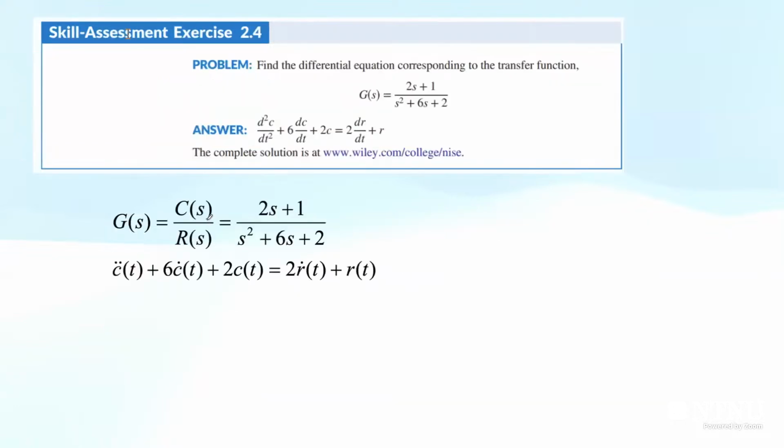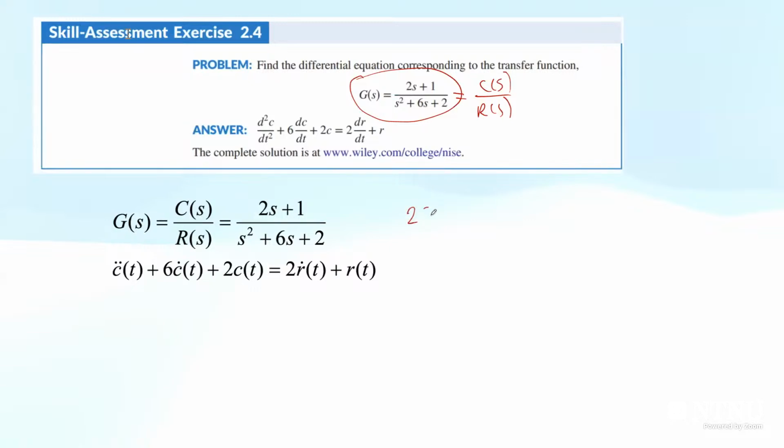We will go to the second skill assessment exercise. Let's find the differential equation. Now we need to go in the opposite direction, right? So we need to find the differential equation. You have this transfer function. We know that this transfer function equals the output divided by the input, so it will be C of S divided by R of S.